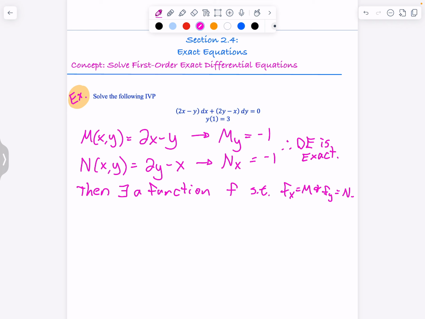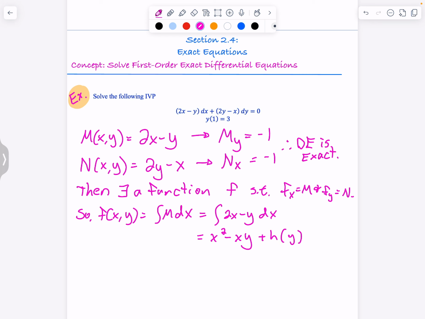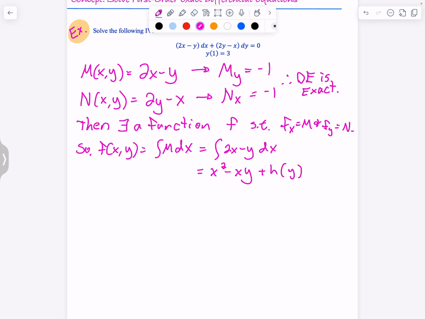All right, so I have that. So I can find that function then by going backwards. I can take the integral of M with respect to dx. That's going to be the integral of 2x minus y dx, which is equal to x squared minus xy plus h of y. Remember, I don't know what it is. It could be some term of y, ln of y. It could be y squared. We don't know. Right, so I now have a rough form of f.